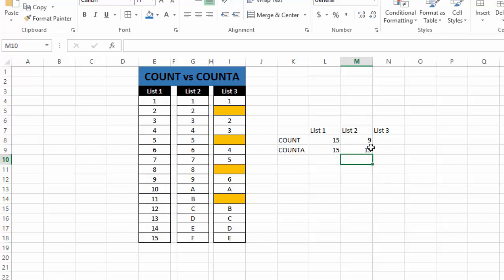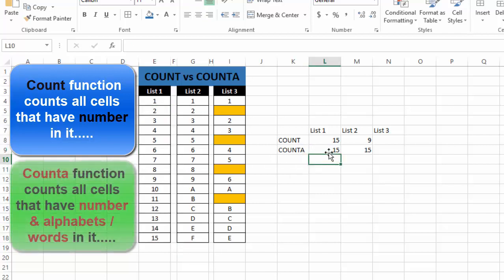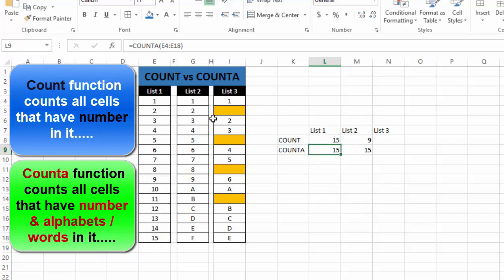So why does this happen? Actually, the difference between the COUNT function and the COUNTA function is that the COUNT function only counts the number of cells that have numbers in them. Here you can see in the first list all are numbers, these are 15, so it is showing there are 15 cells that have numbers. And the COUNTA function counts the number of cells which have numbers as well as alphabets or words. Therefore it is showing 15 cells in this first list.